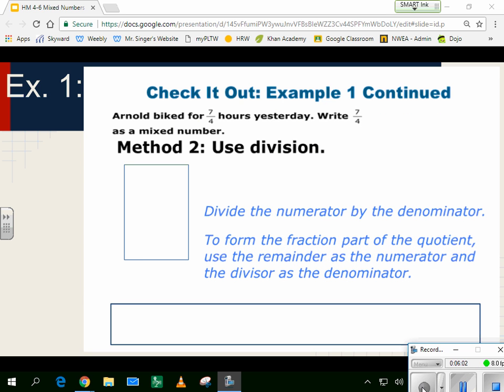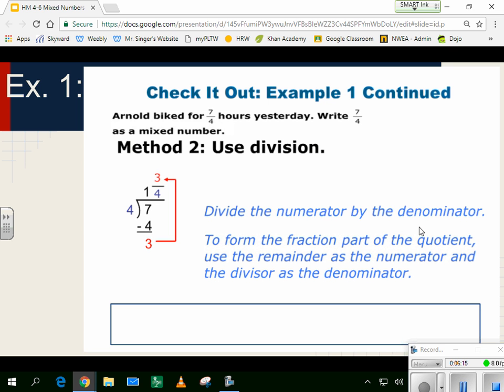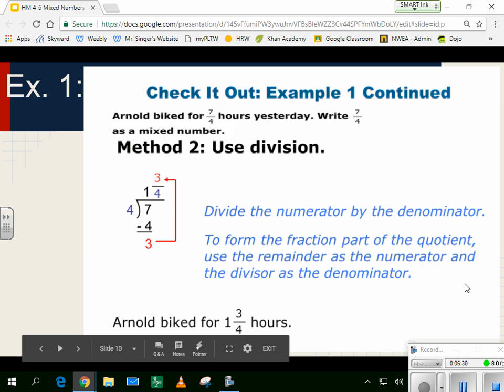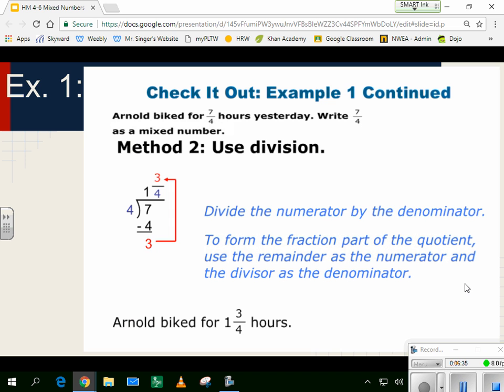So here's another problem, and I'm going to use the division method. Arnold biked for 7/4 hours yesterday. We need to write 7/4 as a mixed number. First, we're going to see how many times 4 goes into 7. And when we see that, we know 4 goes into 7 at least once. And when you subtract, you have a remainder of 3. The remainder becomes your numerator, and the denominator is the divisor. It doesn't change. So you have 1 3/4 hours. So not quite 2 hours, but he did go 1 3/4 hours. So he biked somewhere in between 1 and 2 hours, closer to the 2-hour range.